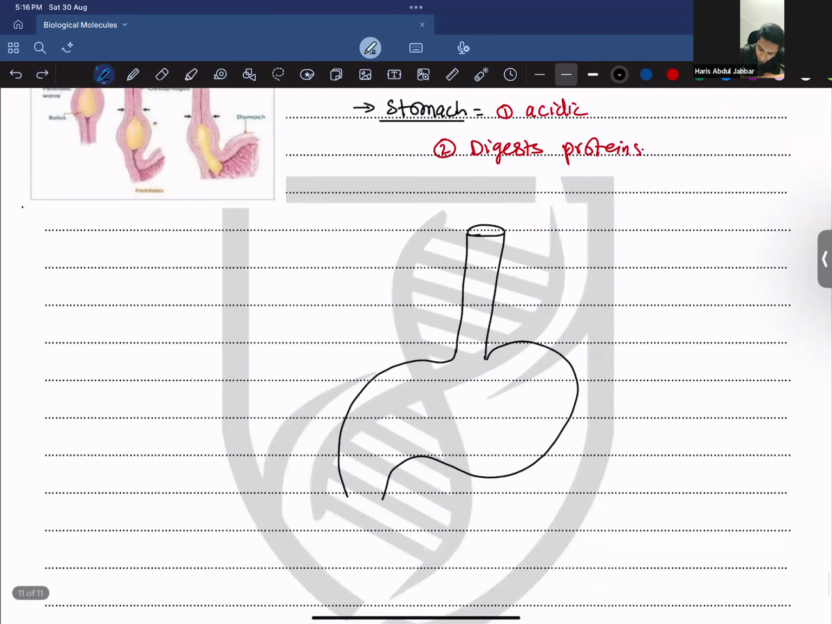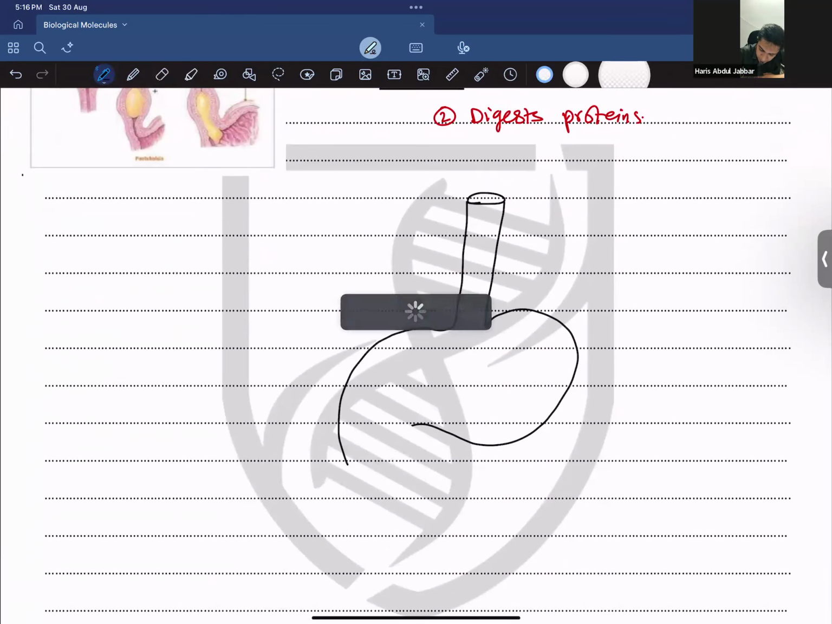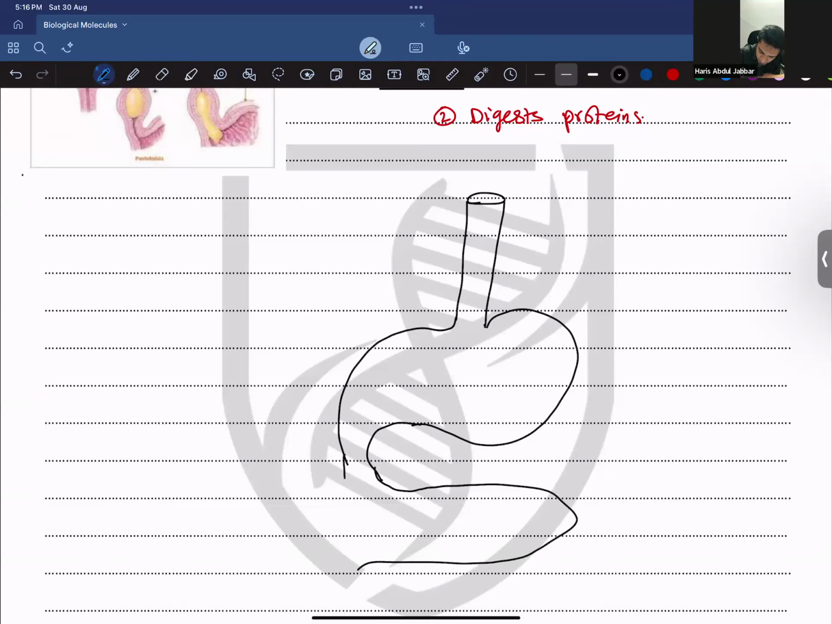Now, as it comes down, right, it opens up into the small intestine. उसका हम लोग सिर्फ एक part बना रहे हैं because we're not concerned about that. ठीक है? अच्छा, अब देखो होता क्या है.